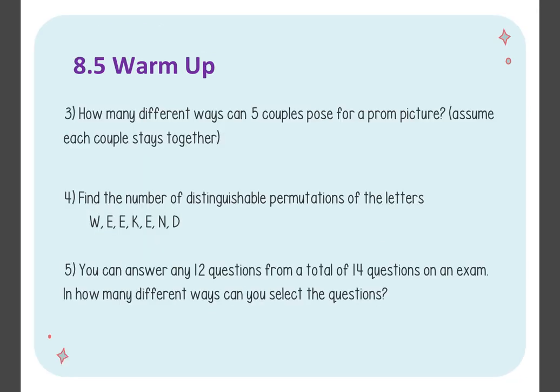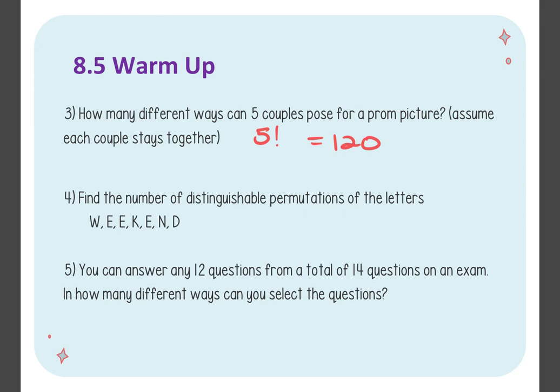All right, number 3 says how many different ways can 5 couples pose for a prom picture? Assume the couple stays together. So although this is 10 people, we are considering them to be a pair. There are 5 total objects there, okay? So this is 5 factorial, which is what? 5 times 4. It's faster to do it this way. 120. Order matters, right? When you're arranging them around, the order matters.